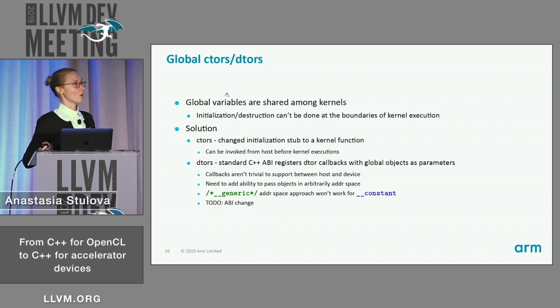Now, first of all, in OpenCL, callbacks between host and device are really tricky to implement. And second, we can have program scope variables in various address spaces, including constant. So we can't actually use generic address space as a trick here anymore. That's something that requires a big ABI change, and it's something we are going to do in the near future. Currently, it's not supported.